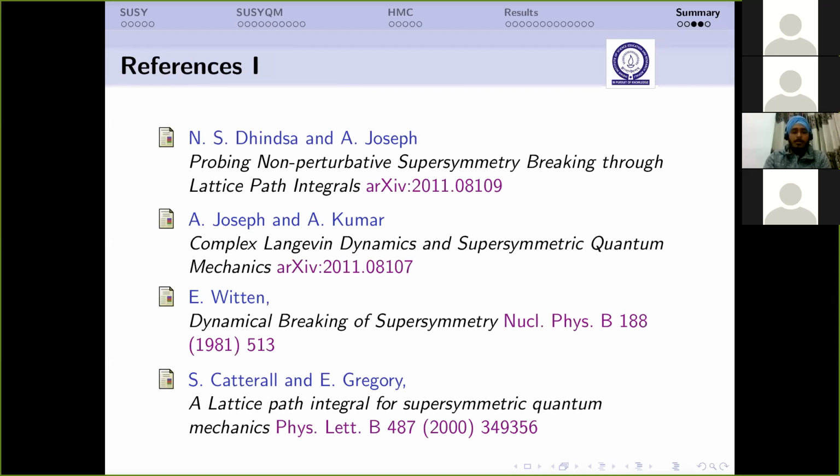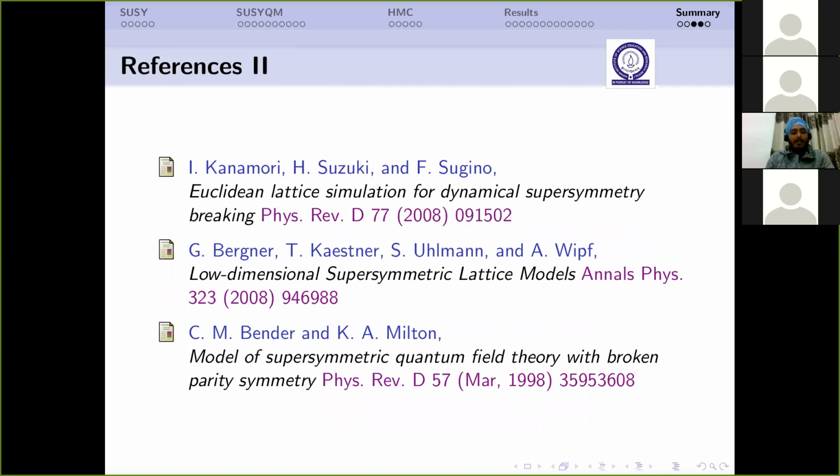Certain references that I'm going to quote here are our paper and Arpit and Sir's paper. The basic paper is Witten's 1981 dynamical breaking of supersymmetry, and Simon and Gregory's paper, which laid this work in the early 21st century, or should I call it 2000? I don't know. And some other papers also, which people have studied this work in some other way for some other models. So yeah, thank you.